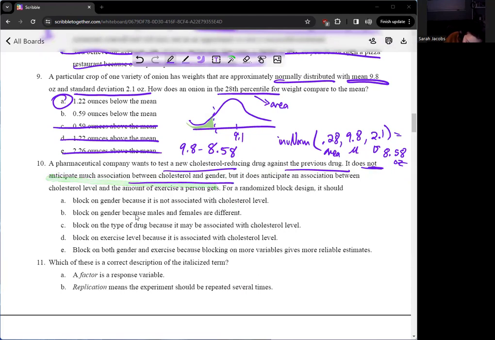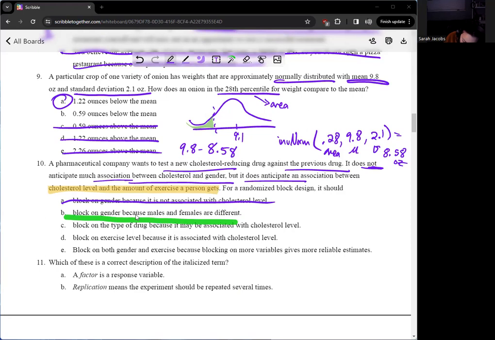It does not anticipate much association between that, but it does anticipate an association between cholesterol level and the amount of exercise a person gets. So we think that this is going to affect things. For a randomized block design, it should. Okay. Block on gender because it is not associated with cholesterol level. No. We want to block on the variables that might affect things. Gender, we don't think affects things, so we can knock that out.